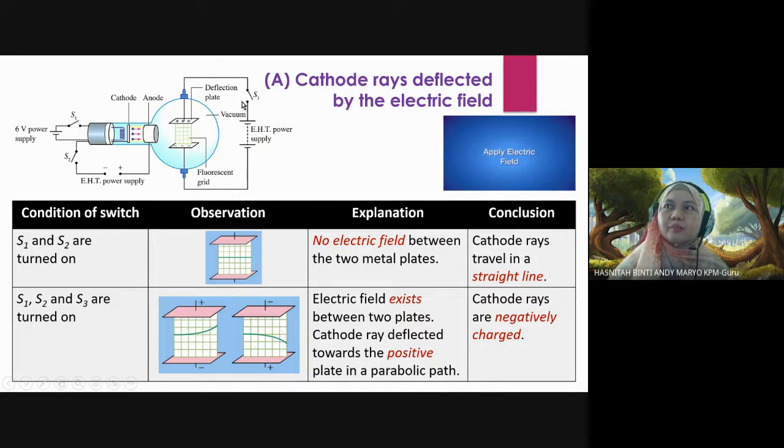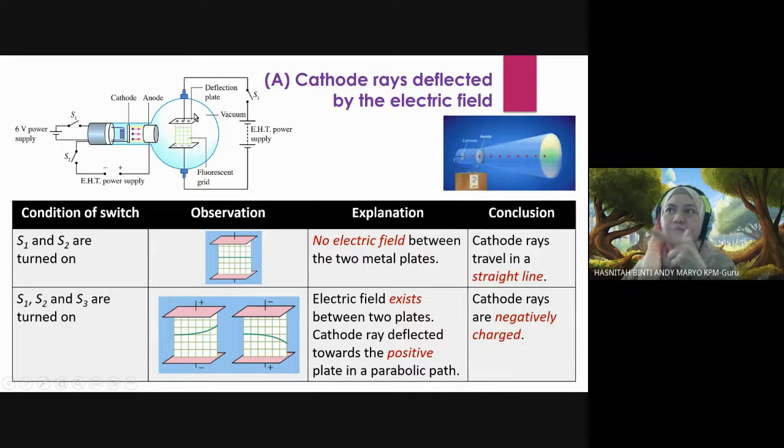Okay, which means now we switch on the deflection plate here. So what do you think happened, students? The cathode ray will start to show deflection, as shown here. When you place positive above, since cathode ray is negatively charged, it will be attracted to the positive plate. So it will deflect upwards, okay?